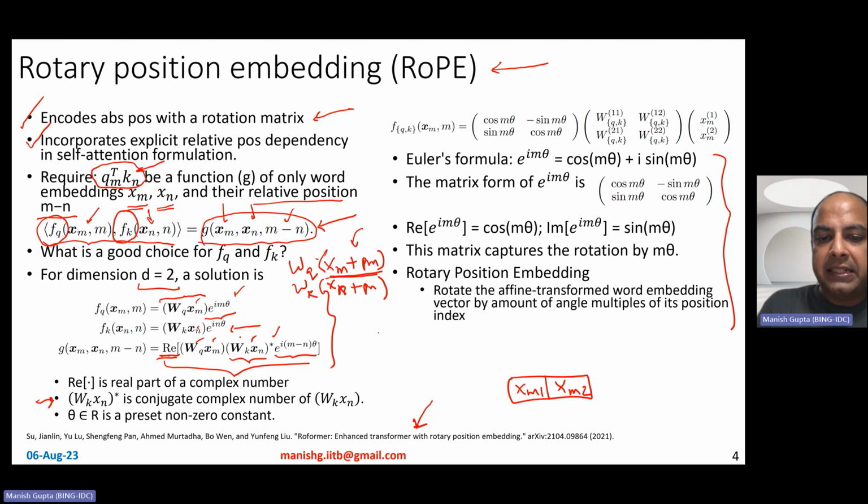Now, again, the proof of why this is a good thing to do is there in the paper if you're really mathematically inclined. Now, when you talk about theta, what is this theta?